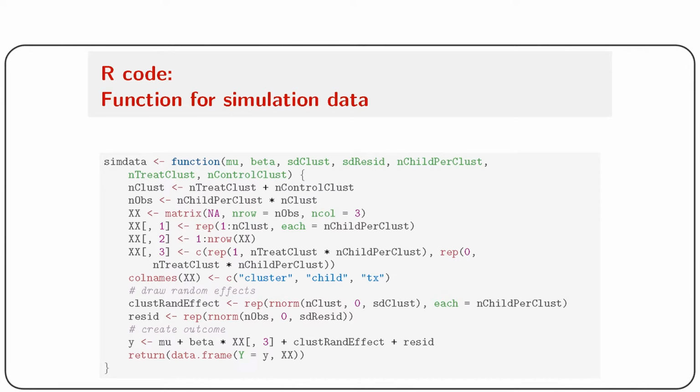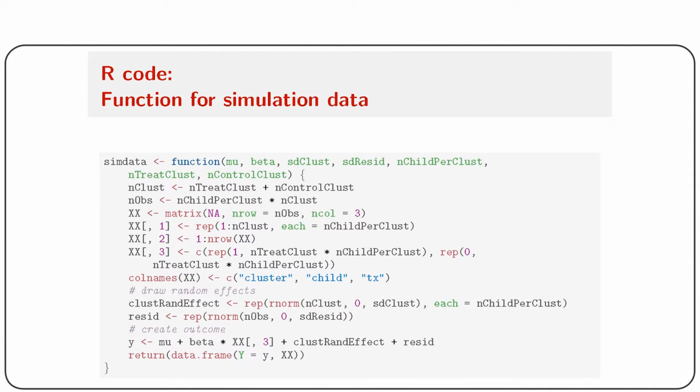First I am simulating data, just specifying the values of mu, beta, SD cluster, SD residual, n child per cluster, n treatment per cluster, n control per cluster, and then n cluster is equal to n treatment cluster plus n control cluster. Then n observation is equal to n child per cluster times n cluster, and double x is defined as a matrix, not available, with number of observations as rows and columns are 3.